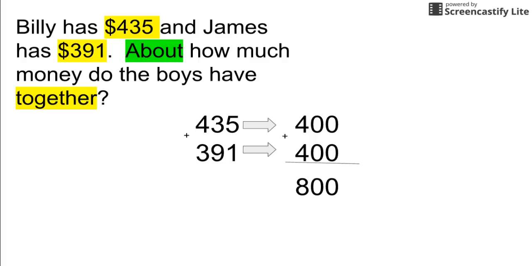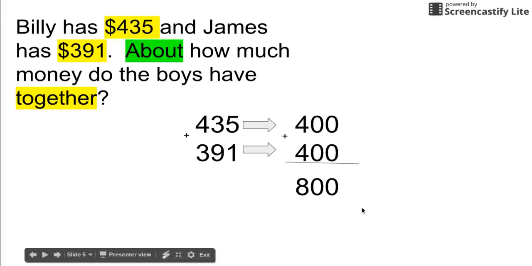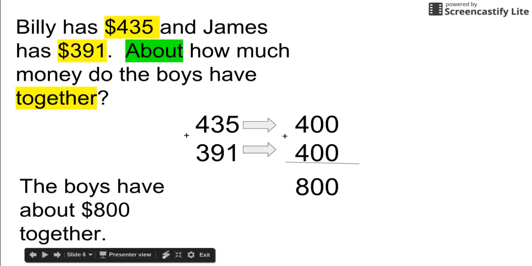So as you go now, you see that 435 is close to 400. It would be closer to 400 than it would be 500. And then 391 is very close to 400. So it would be closer to 400 than it would be 300. And then when I add these two addends together, I get an estimated sum of $800. So the answer to my question is the boys have about $800 together.